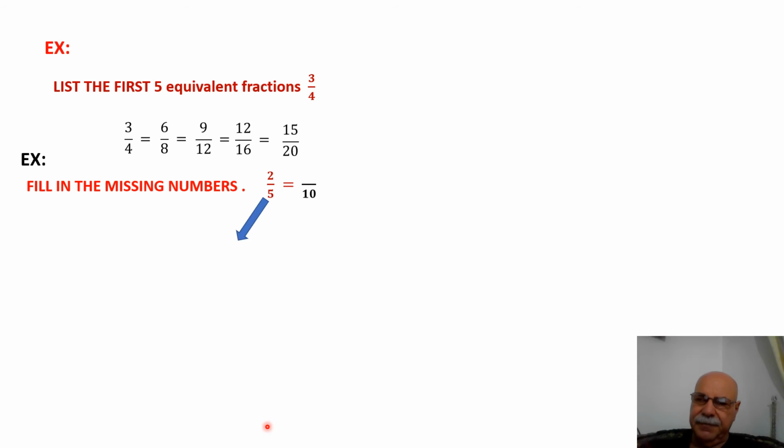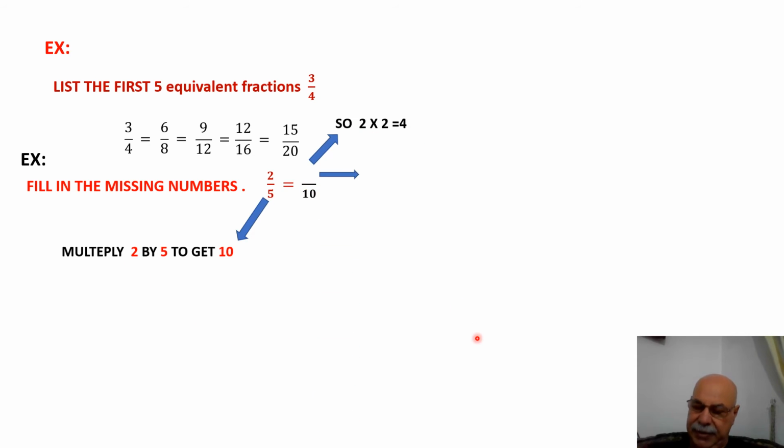You see? To explain this, what I said: he said multiply 2 by 5 to get 10, to get this 10. And multiply 2 times 2, he gives me 4. That's why it is 4. Therefore, the missing number here is 4.